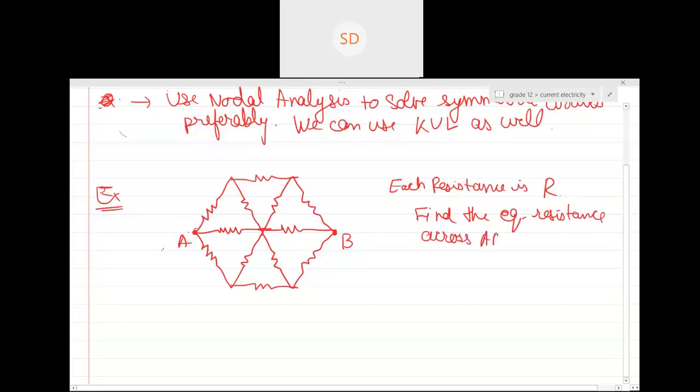Now see, guys, how will we do this? First of all, can you identify the symmetry over here? Which are the 2 points across which we should find the symmetry? Obviously it should be points A and B, right? Because we are finding the net resistance across A and B. So that is why the symmetry should be across A and B.